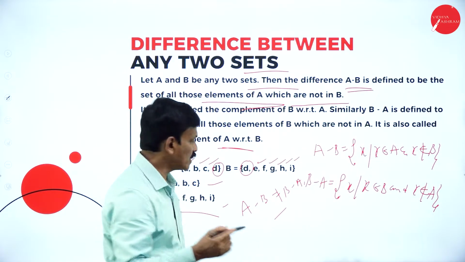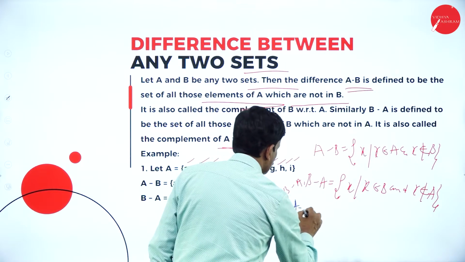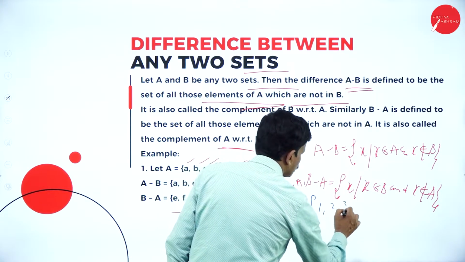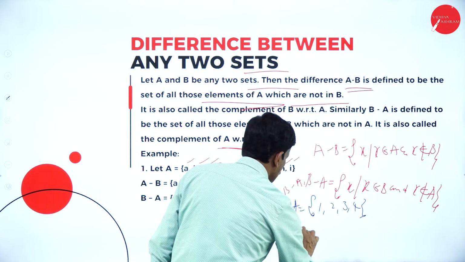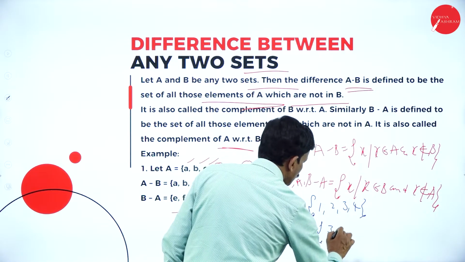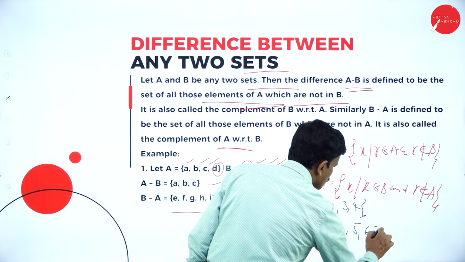Now let us take one more example. If A is equal to {1, 2, 3, 4}, another set B is equal to {3, 4, 5, 6, 7}.